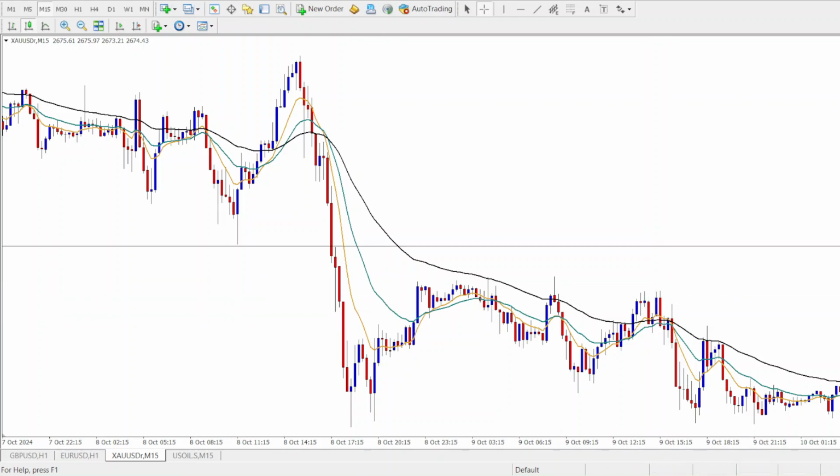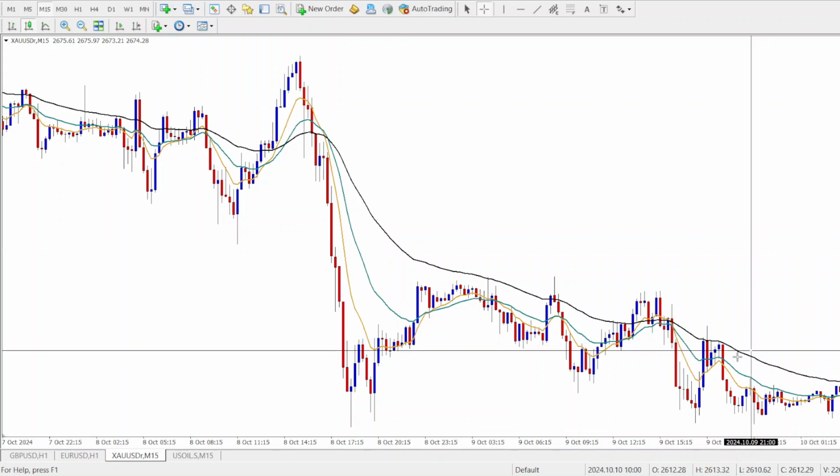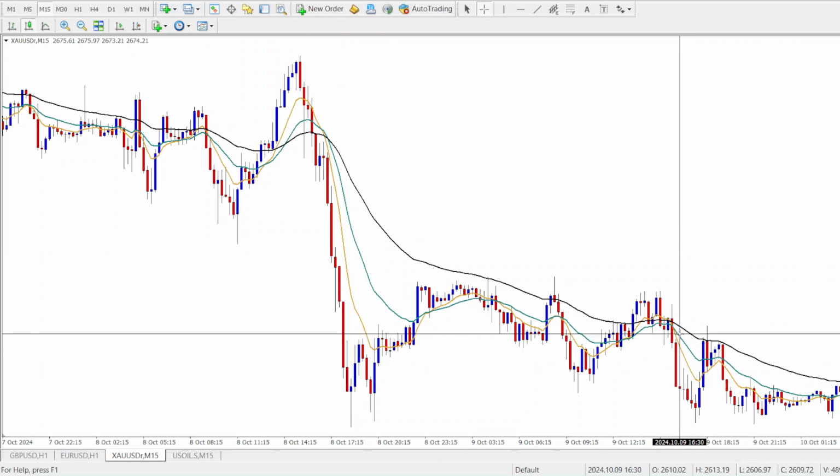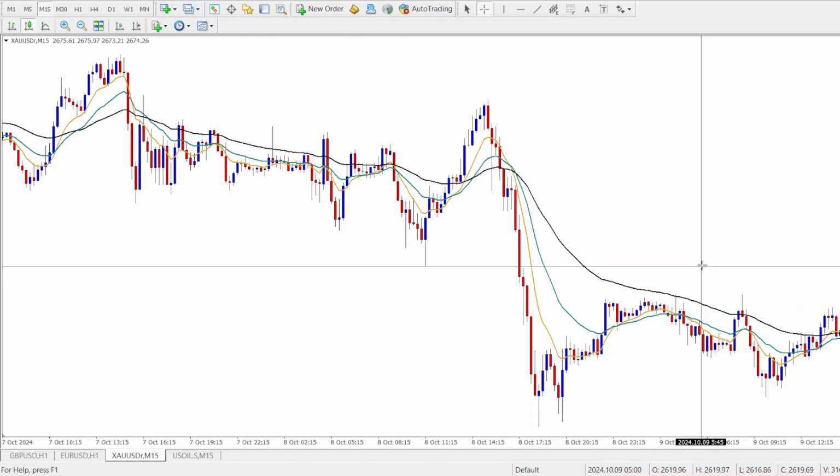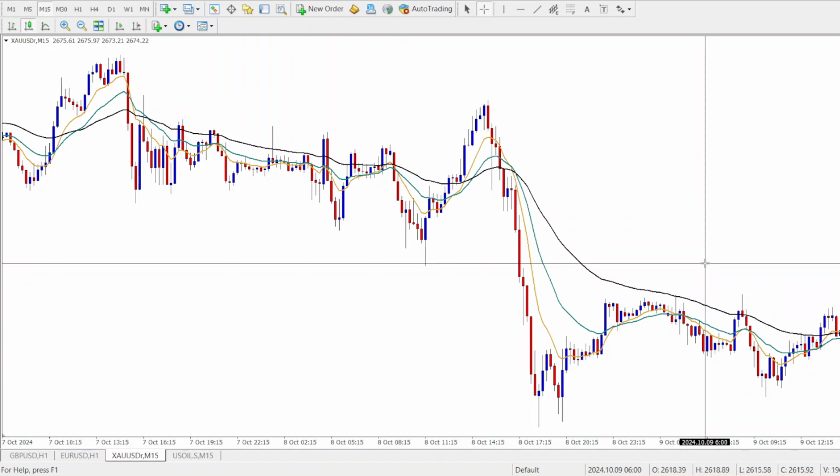Now you can also consider trailing your stop losses. When you are in a buy trade or a sell trade and price is moving in your direction, you can consider trailing your stop loss as price continues to move in your direction.